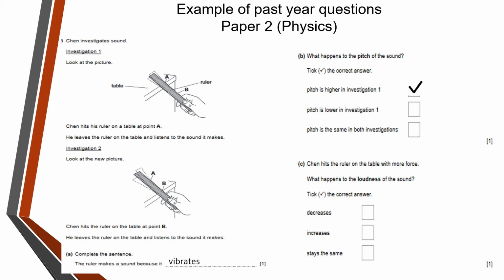Now Chen hits the ruler on the table with more force. What happens to the loudness of the sound? Tick the correct answer. So if you hit with more force, it is going to increase the loudness of the sound. So tick the correct answer. It's going to be increasing the loudness of the sound.